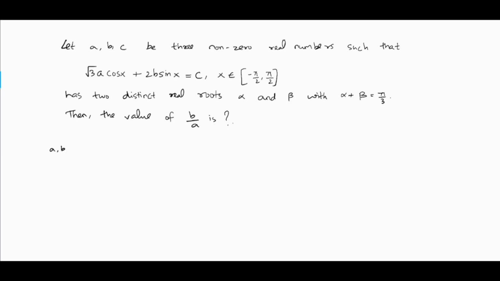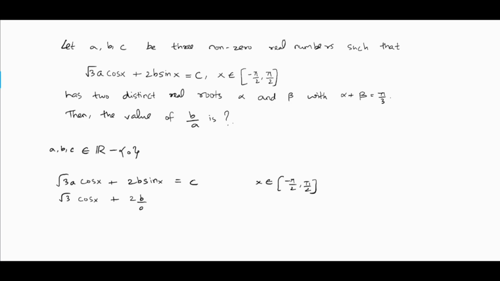We are given that A, B, C belong to the non-zero real numbers. So we have this equation: root 3 a cos x plus 2b sin x equals c, and x is between minus pi by 2 and pi by 2. I'm going to divide this equation by a, so we have root 3 cos x plus 2 b by a sin x equals c by a. I did that because we had to find the value of b by a.